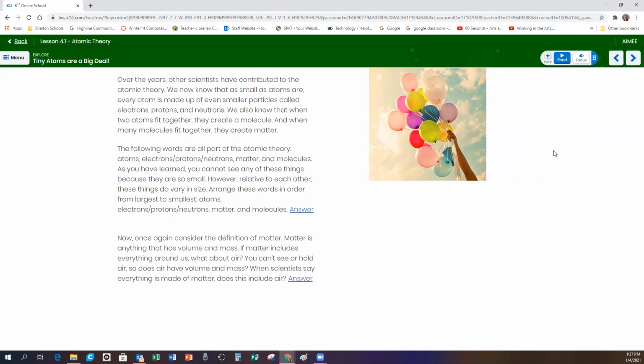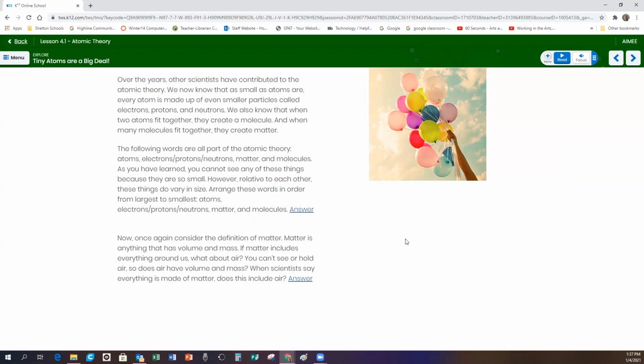As you have learned, you cannot see any of these things because they are so small. However, relative to each other, these things do vary in size. Arrange these words in order from largest to smallest. So which is the smallest and which is the largest? Molecules would be the largest, or sorry, matter would be the largest. Matter is made up of molecules. Molecules are made up of atoms, which are made up of electrons, protons, and neutrons.